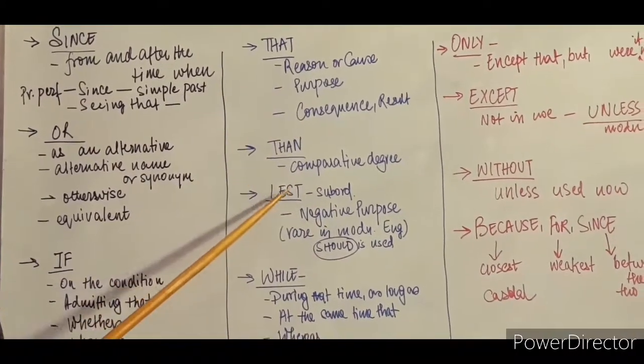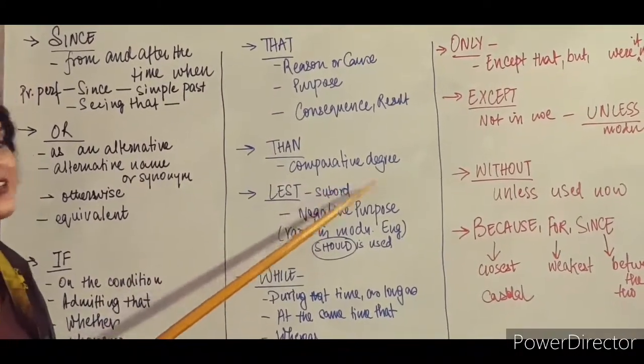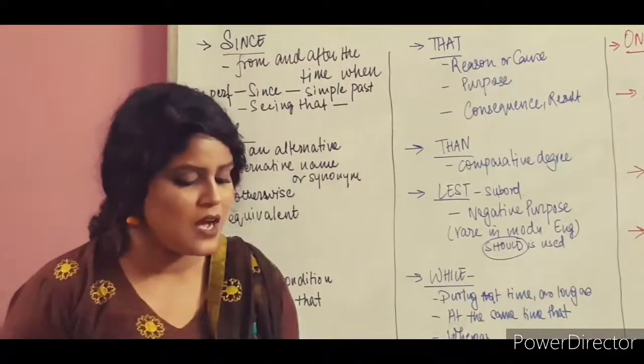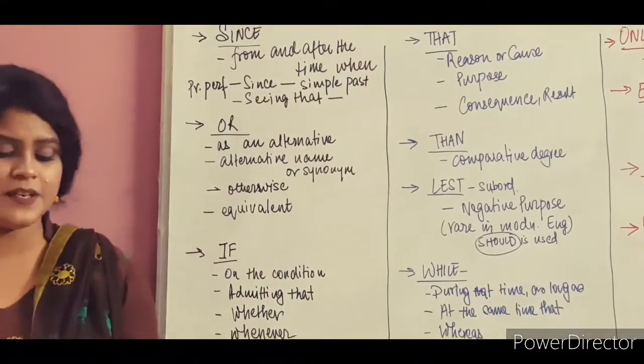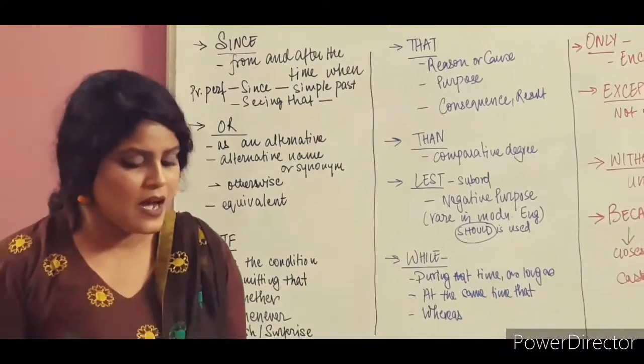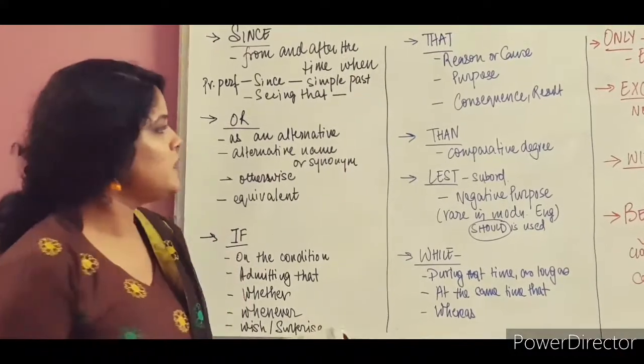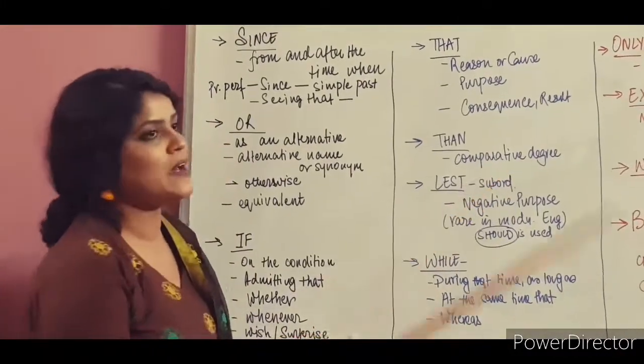Then we have than, which is basically used as the comparative degree and nothing else. Wisdom is better than rubies. I see you oftener than I see him. I am better acquainted with the country than you are. Okay, so that is used in the comparative degree.